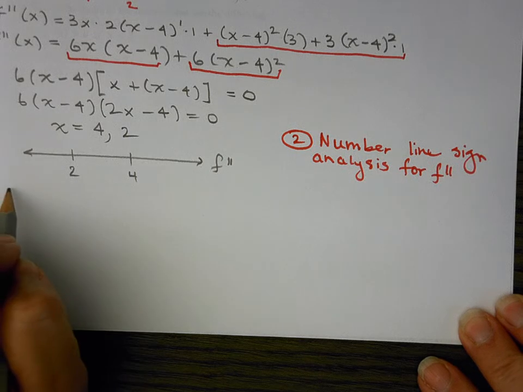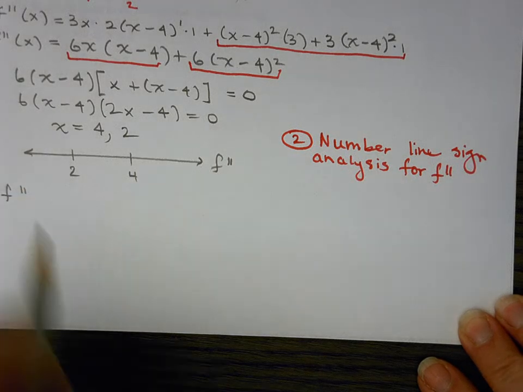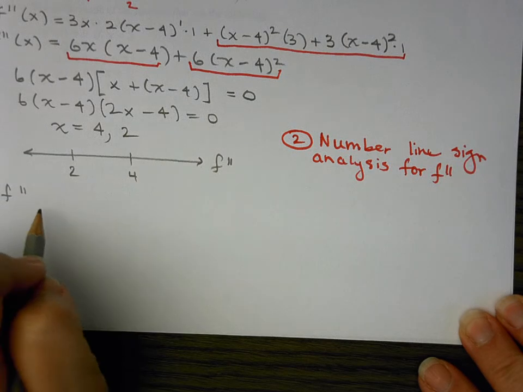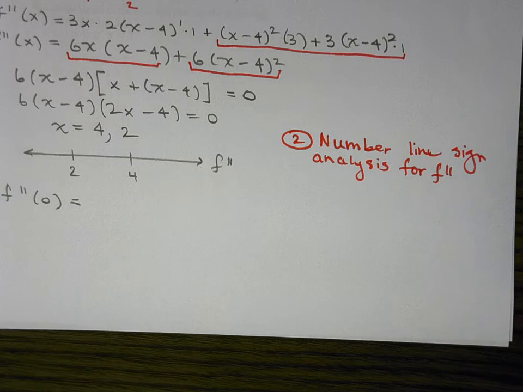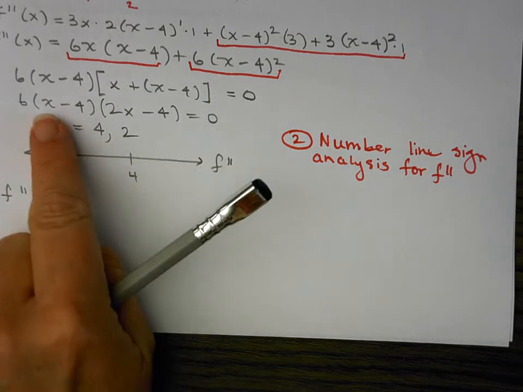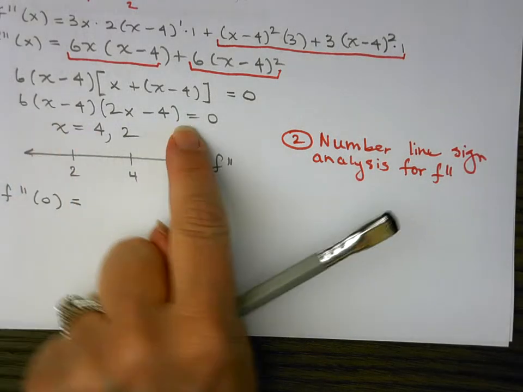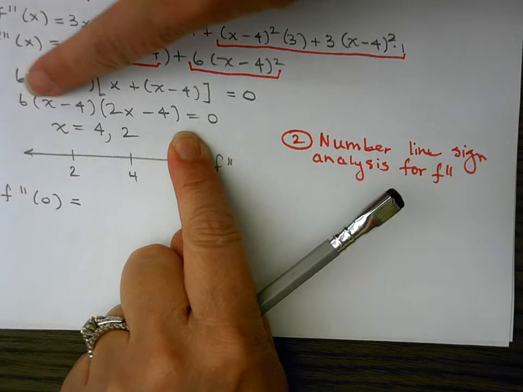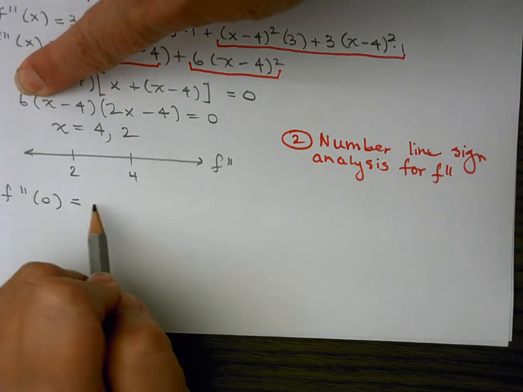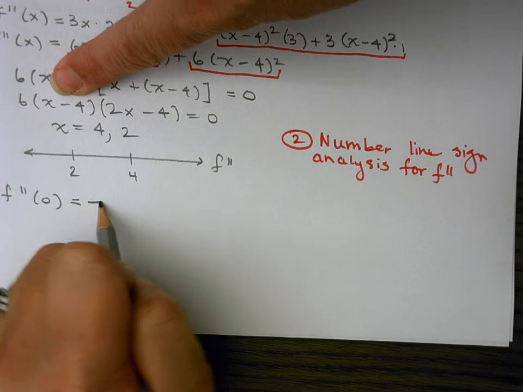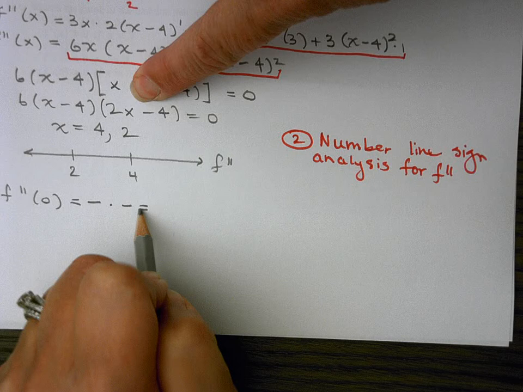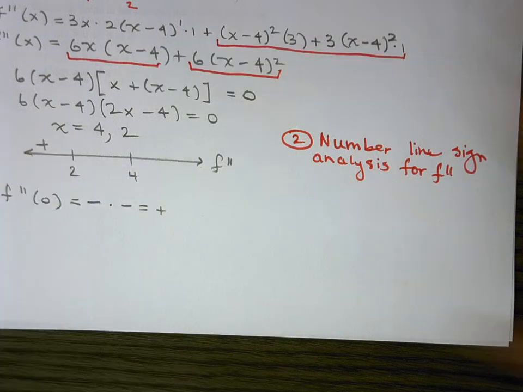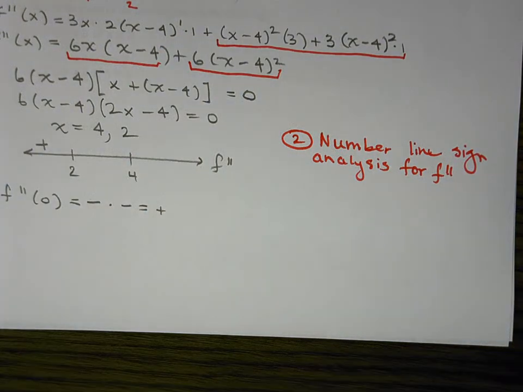So a number smaller than 2, so I'm going to pick 0 because, you know, that's a nice and lovely number. And then substitute it up into here and then determine if it's positive or negative. So 6 will be positive, of course. That's not going to change anything. And then 0 minus 4 would be negative. And then 2 times 0 minus 4 would also be negative. So that would give me a positive value. So any number under 2 would give me a positive value.